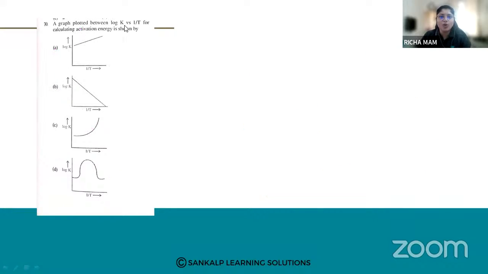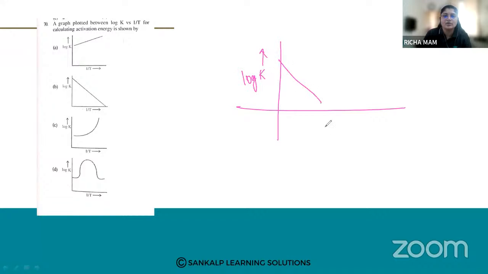So last question. The graph plotted between log K versus 1 by T for calculating activation energy is shown by. So the plot which is plotted between log K versus 1 by T. For calculating the activation energy, it is shown by what? It is shown by Arrhenius equation.